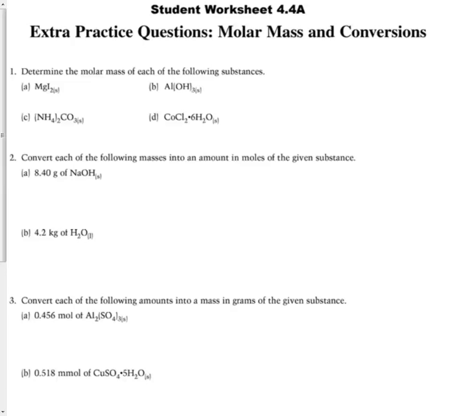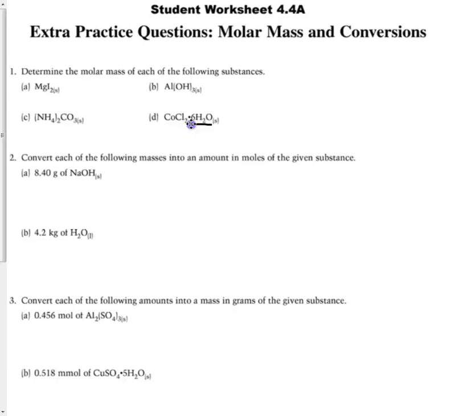Take note, because this is a hydrate, you're going to have to include 6 water molecules in your molar mass, which means the molar mass of hydrogen multiplied by 12 and oxygen by 6, or you could find the molar mass of a water molecule and then multiply that by 6 and then add your cobalt atom and your 2 chlorine atoms. In number 2, let's look at an example here.